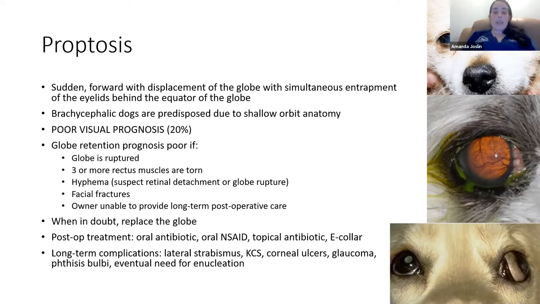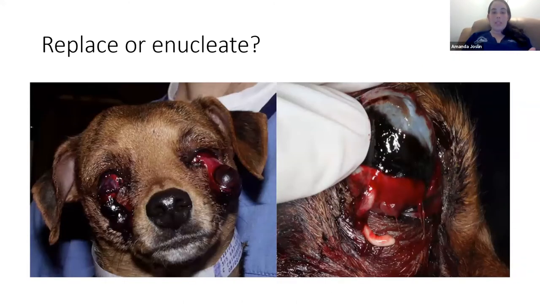If it's not ulcerated before you replace it, I usually use neomycin, polymyxin, bacitracin. If it is ulcerated ahead of time, I typically go for something a little stronger like ofloxacin. They will have to wear an e-collar for about 3 weeks until the sutures all come out.